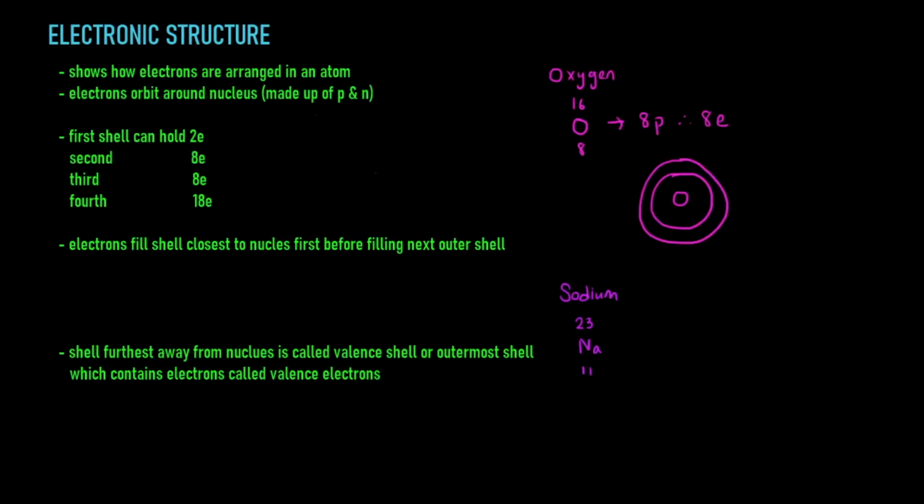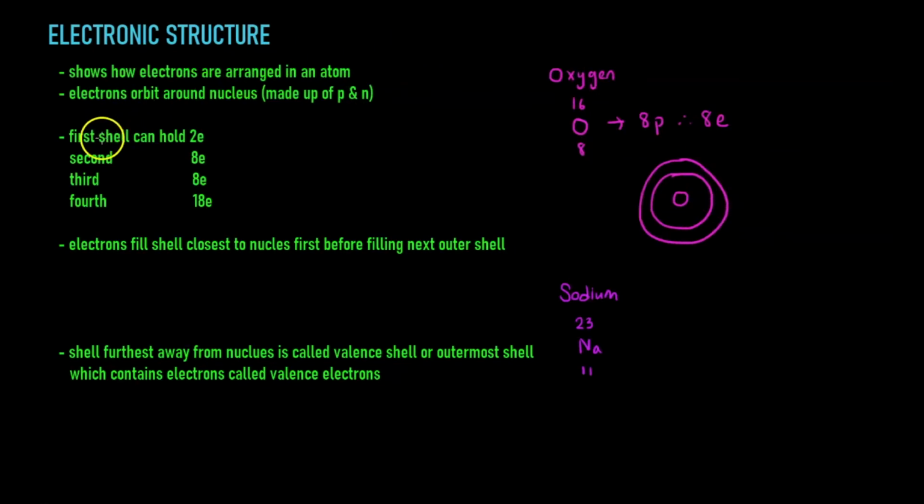Finally, we'll talk about electronic structure, which is really showing us how electrons are arranged in an atom. Okay, and this is because we know that electrons orbit around the nucleus, made up of P and N. As in the nucleus is made up of P and N. But we do not draw the neutron and proton in our electronic structure. Let me just show you very quickly.